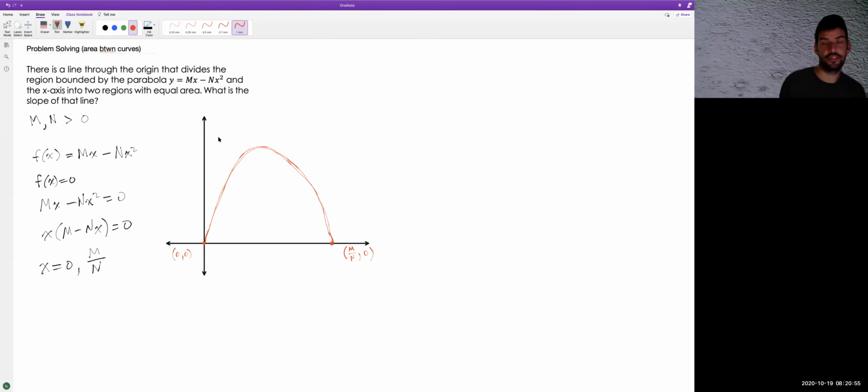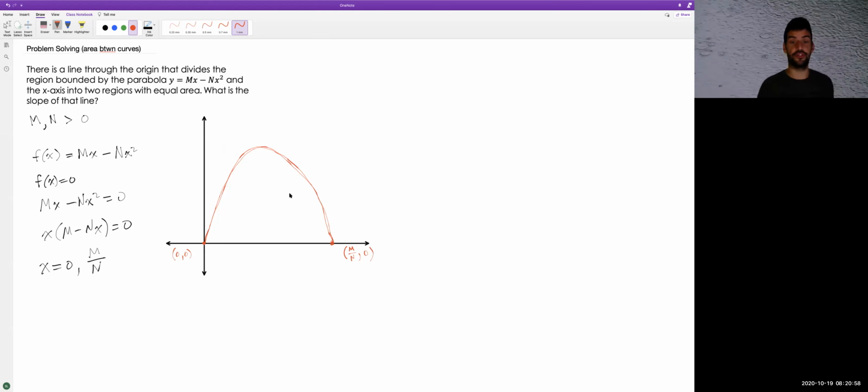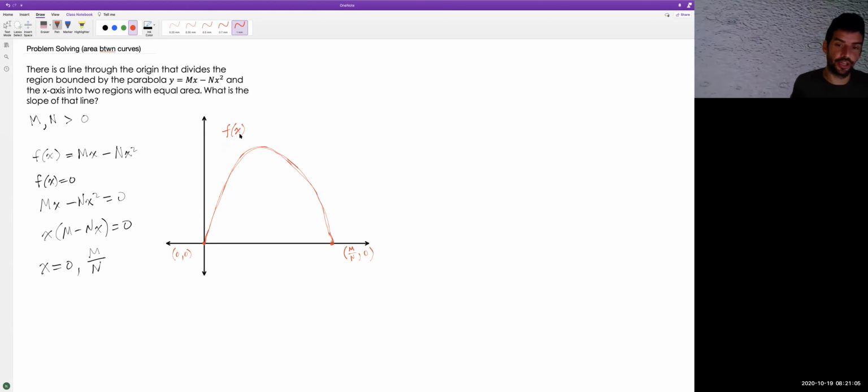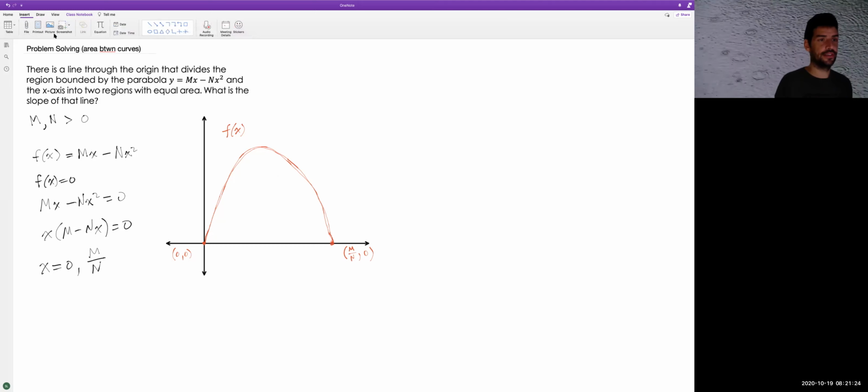And so this is the region we're talking about. I'm just going to label this as f of x. That's the region we're talking about, the part trapped between this parabola and the x-axis. And then there is a line through the origin. So let's draw that. And this line splits this region into two sections with equal area. So let's try to eyeball that. I want a line through the origin.